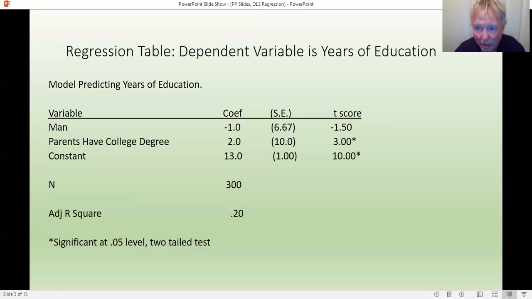So your prediction for a woman with parents with no college degree would be 13 years of education. If you were a man and your parents didn't have a college degree, it would be y hat equals 13 plus -1, which is man. And if you don't have a college degree, it would be 0. So if you're a man and your parents don't have a college degree, your expected level of education is 12, which is 13 plus -1, which equals 12.